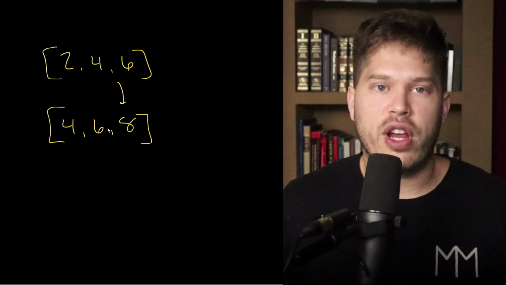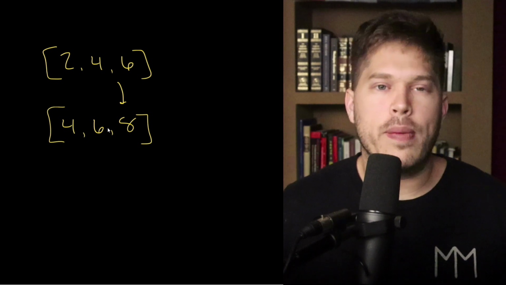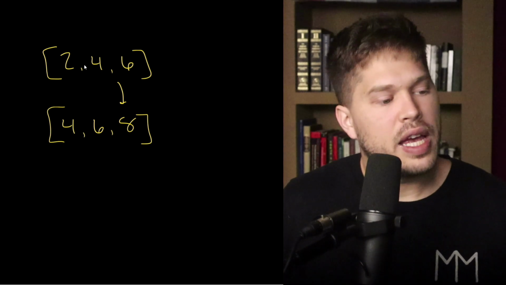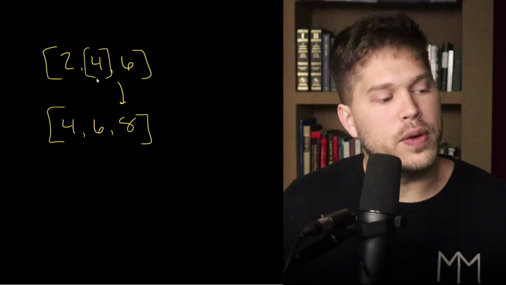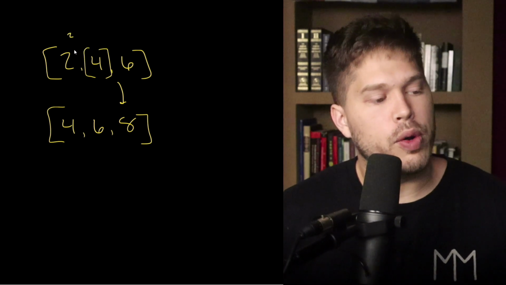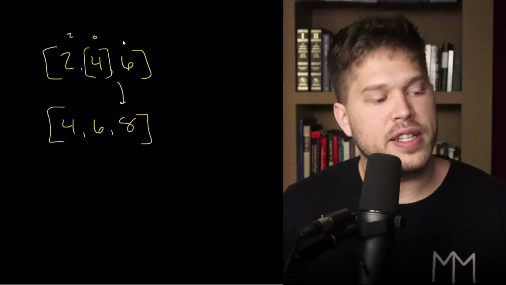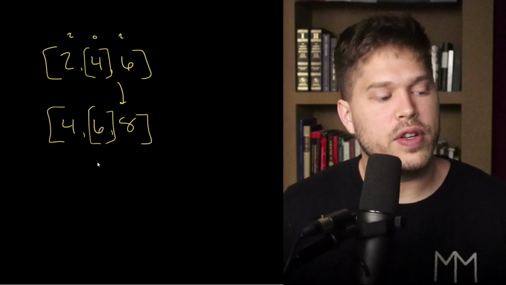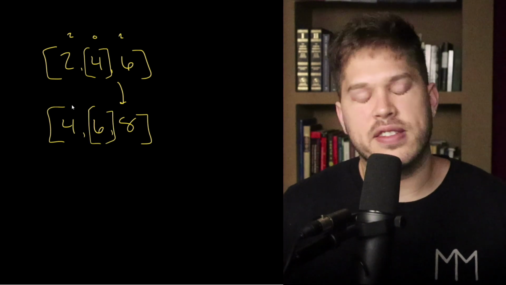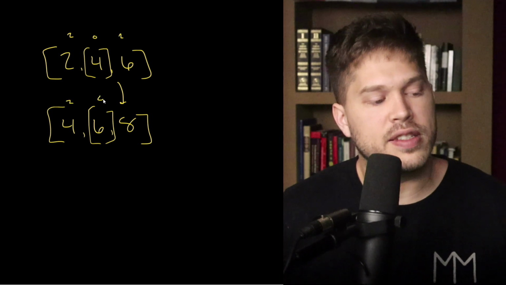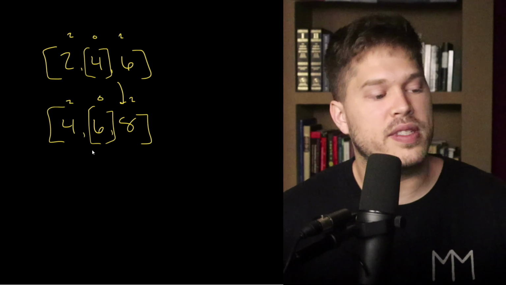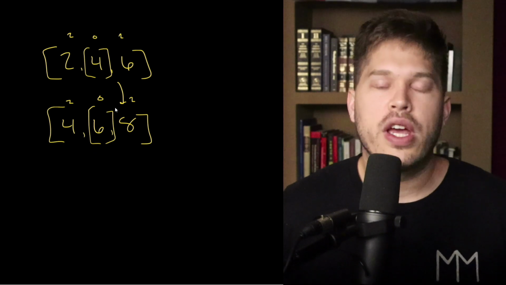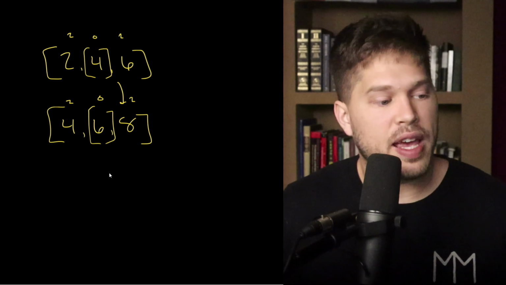While our mean did change, standard deviation is all about the spread of your values from your mean. In our first list, our mean is 4, and 2 is 2 away from 4, 4 is 0 away from 4, and 6 is 2 away from 4. In our new list, our mean is 6, and our spread is the exact same. 4 is 2 away from 6, 6 is 0 away from 6, and 8 is 2 away from 6. So since the spread of the numbers is identical, your standard deviation will be the same.